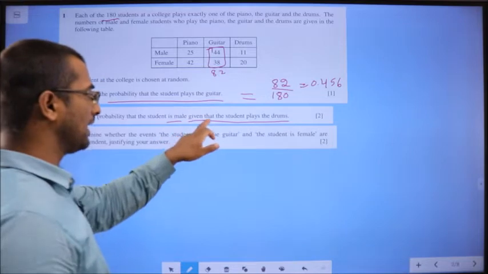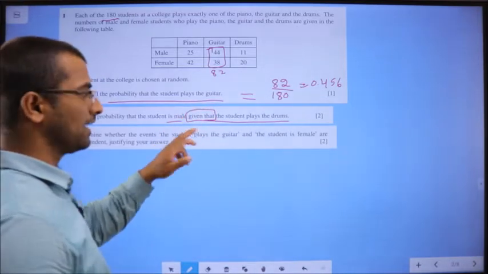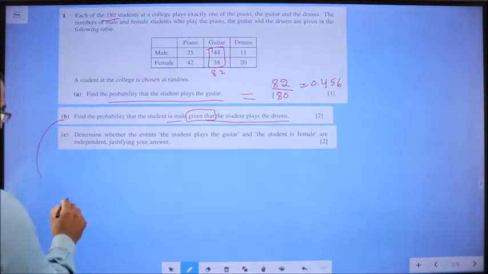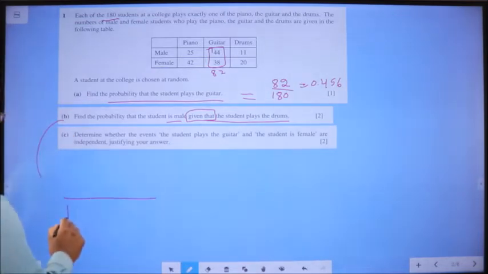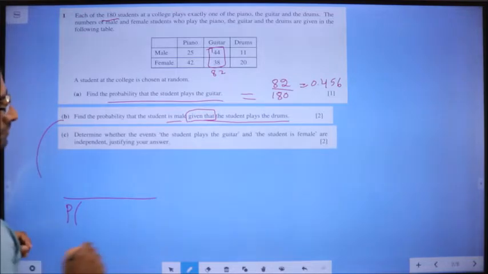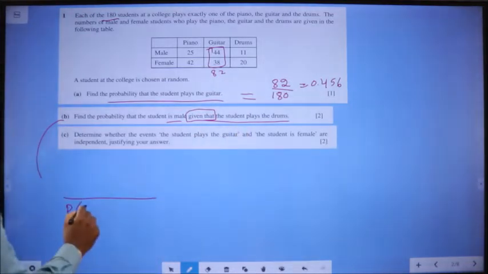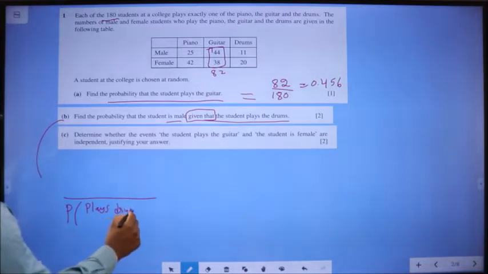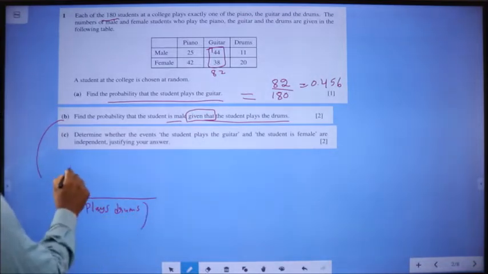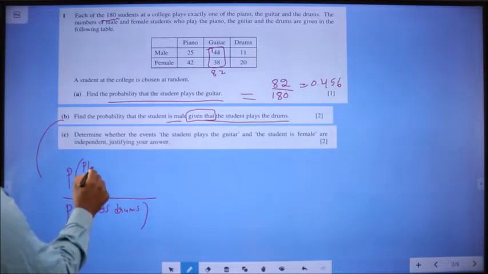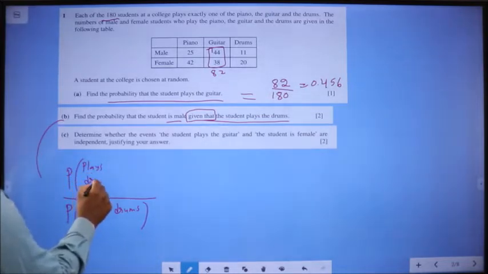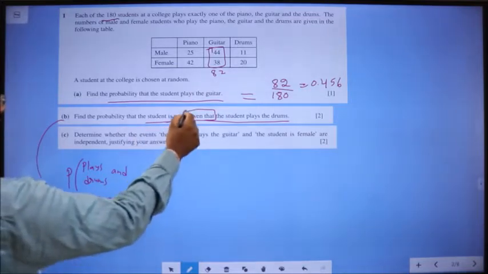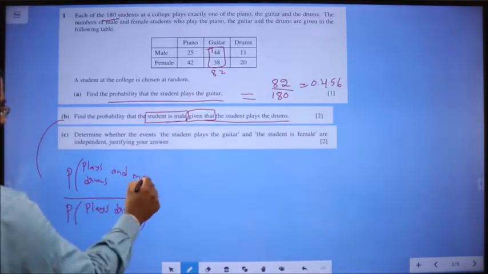Next, find the probability that the student is male, given that the student plays the drums. Whenever you come across "given that", it comes under conditional probability. Whatever statement comes after "given that" goes in the denominator. So playing drums goes in the denominator, and in the numerator is the intersection of playing drums and male.